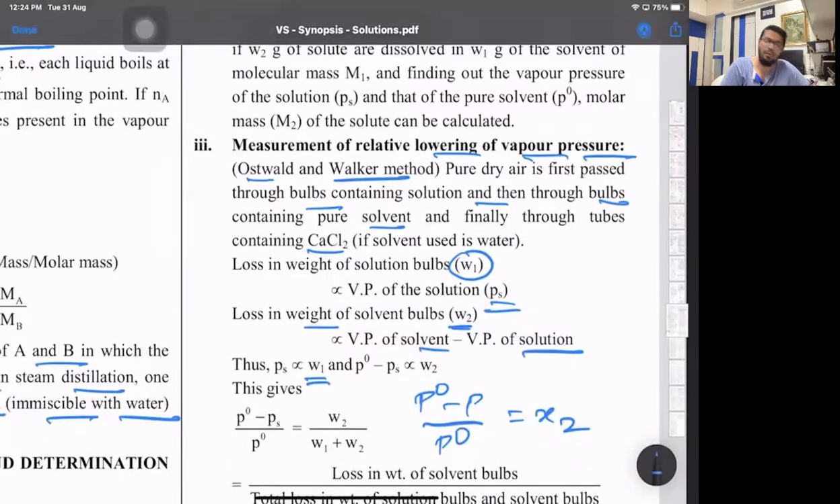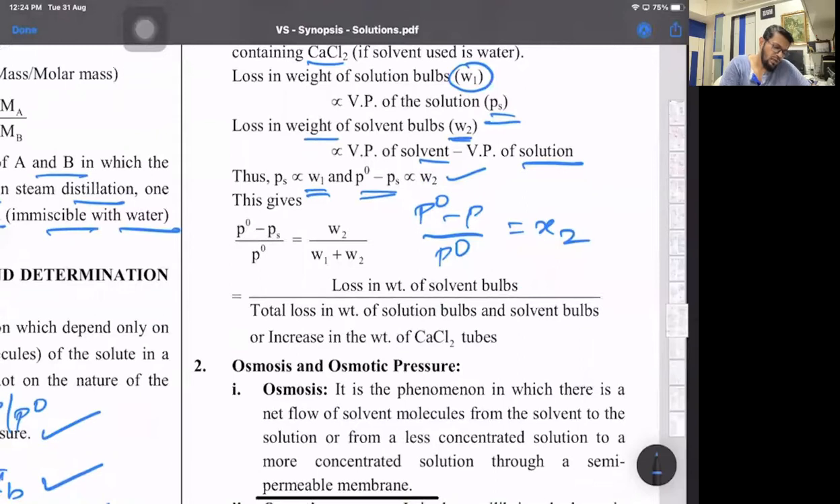So from that part also, we can equate it. Ps is directly proportional to W1, the vapor pressure of the solution. Is this clear? And P minus Ps, the lowering of vapor pressure, is directly proportional to W2. So we can have the equation and calculate. W2 is nothing but the loss in weight of the solvent bulbs, upon the total loss of weight in the solution and solvent bulbs, or increase in the weight of the calcium chloride, because calcium chloride absorbs all the moisture, all the vapors which are coming.